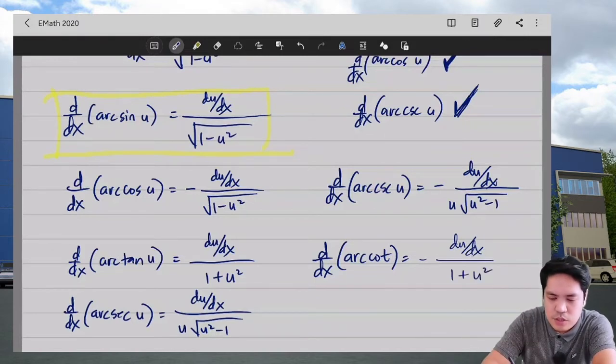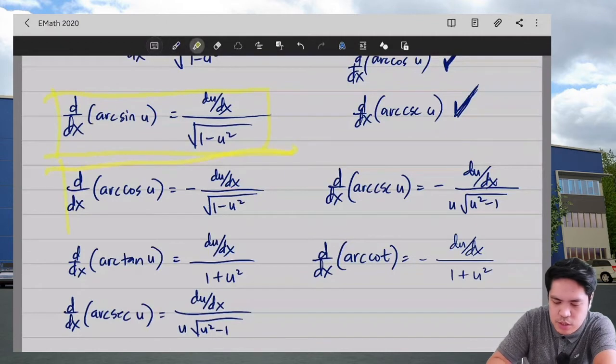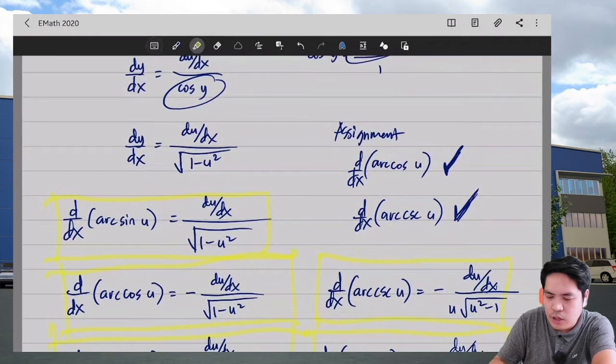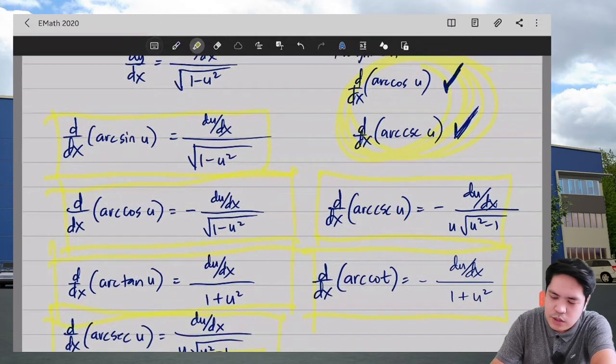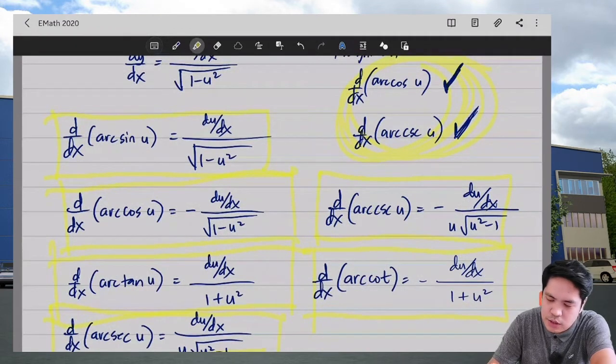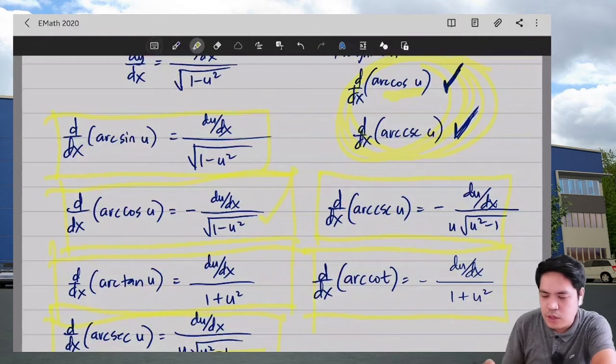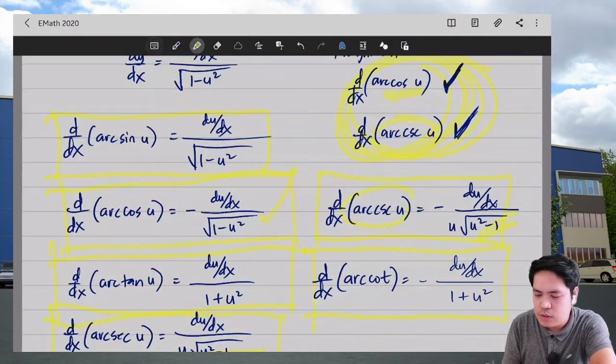So, you just need to memorize these inverse trigonometric derivatives. And remember, only these two are the ones I assigned. Prove that the derivative of arc cosine u is equal to this by using the method I gave you. And also for arc cosecant, you just prove it.